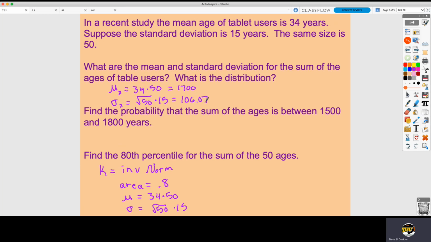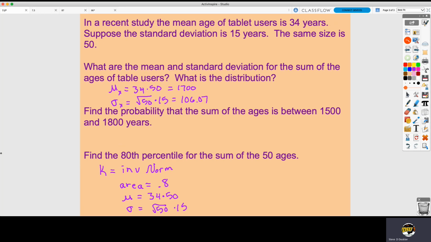What did we get for mean for this? 1,700 is correct. All right, you just take the 34 times the 50. What about for standard deviation of this? What do we get? 106.1, 106.07, yep, those are both right. We're taking the square root of the sample size times the standard deviation there. So you should get 106.1 or 106.07.